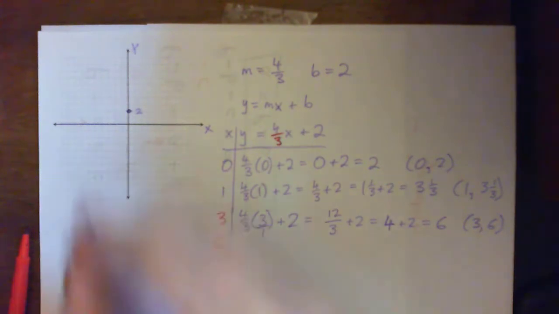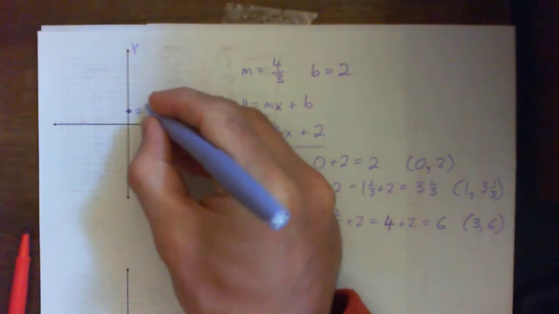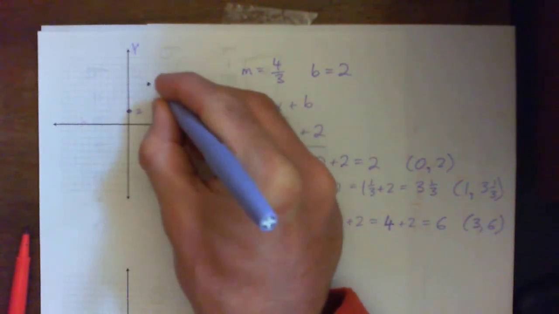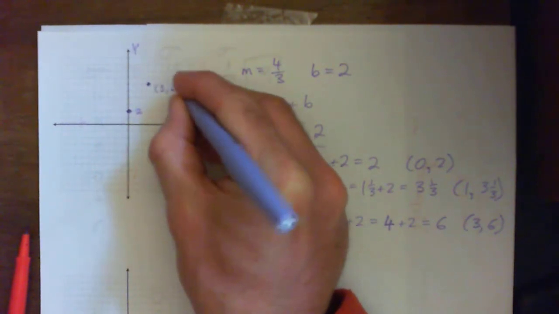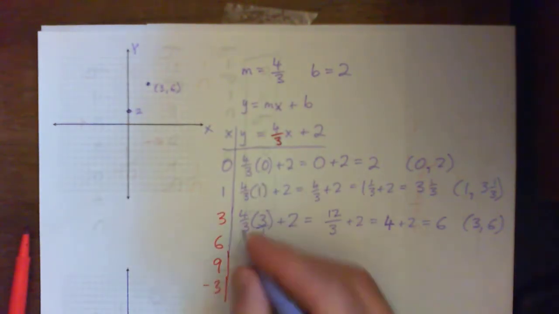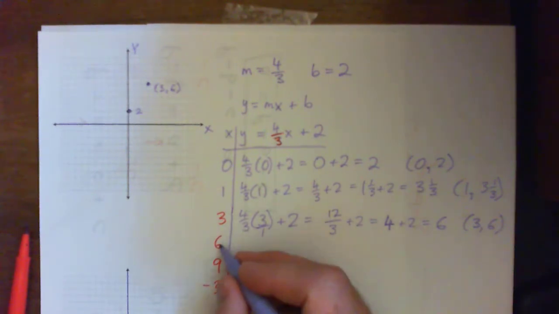Alright, so x is 3, y is 1, 2, 3, 4, 5, 6. That would be that point there, 3, 6, right? Right. So we have 2 points, now we can graph the line. Just to beat it to death, I'm doing another one. I'm just going to do what happens when x is 6.